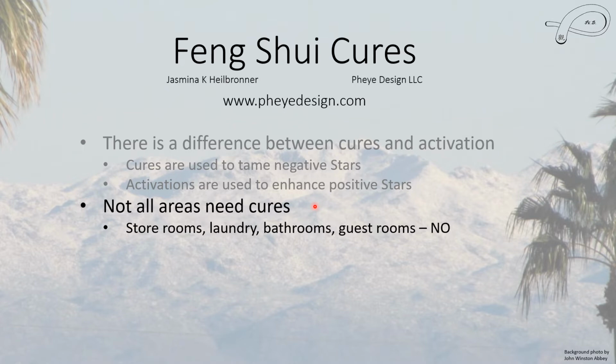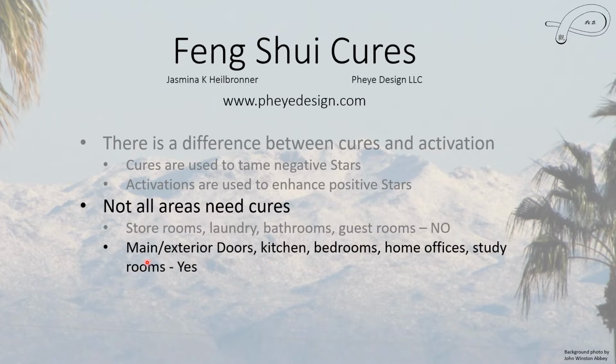Not all areas of your house need cures. If you have a bad either annual star or natal star in your storerooms, laundry, bathroom, guest rooms, don't worry about them. They don't have an effect on your life because these aren't places you spend much time in.